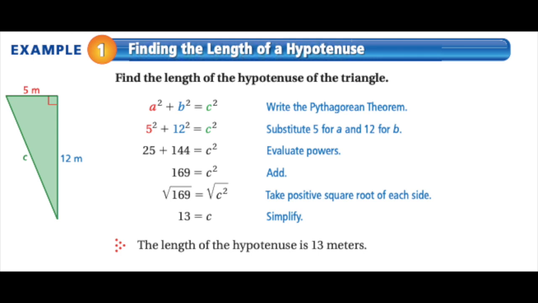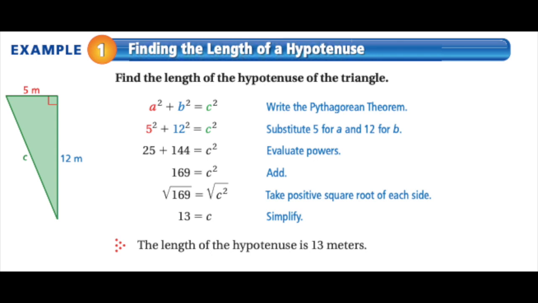Alright, so looking at example 1 on page 302, you can see that we have a right triangle. Again, it's a little bit different. It's not necessarily the traditional way that we would look at it, but we do. And so we can also see that we have both of the legs given to us. 5 meters is one of the legs, and 12 meters is the other. So we substitute those in to our a and our b. Again, these two numbers can be interchangeable.